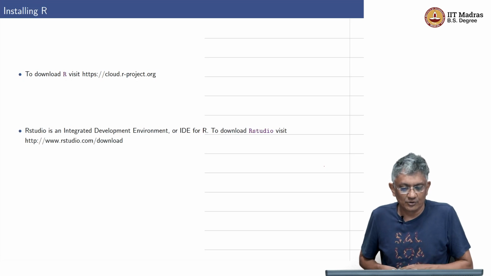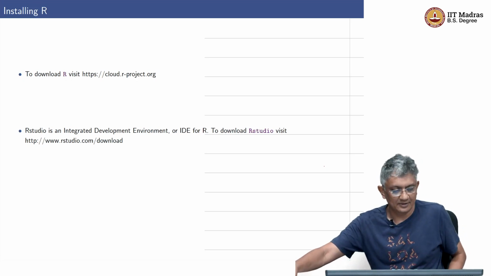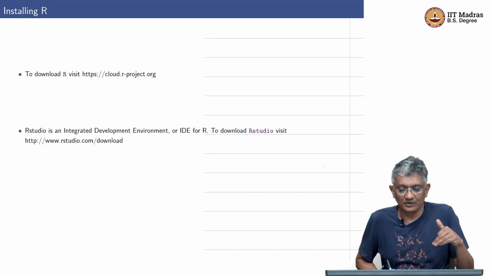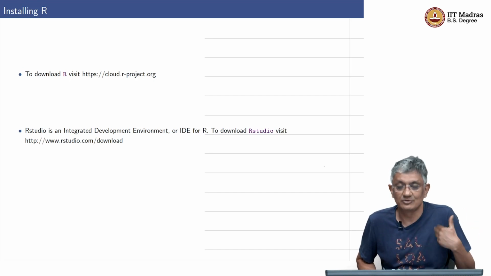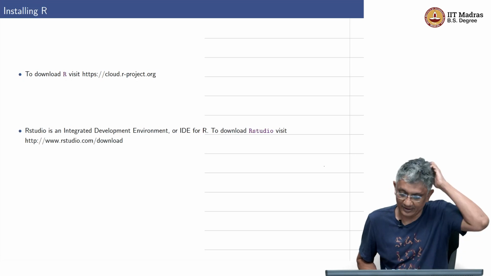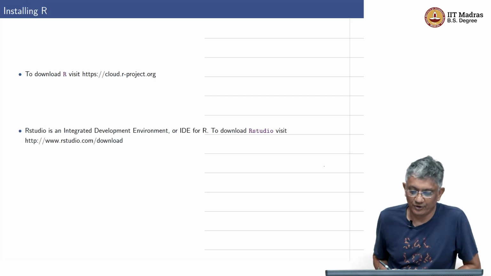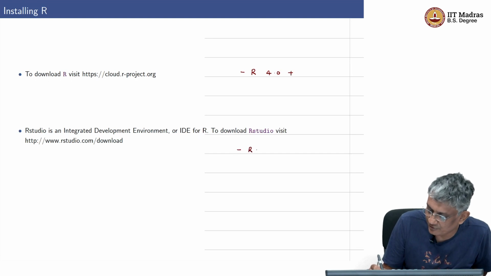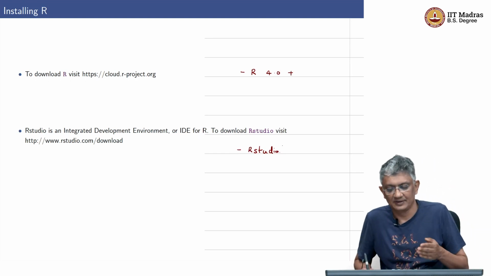To download R, you can just go to this CRAN R project page and then download R. It's available for all formats. I also encourage you to download R Studio as well, which is what we will use throughout the class to do programming and run code. Please download both R and R Studio onto your desktop. The R version I will use is 4.0 plus. R Studio is an interface that will help you work with R.